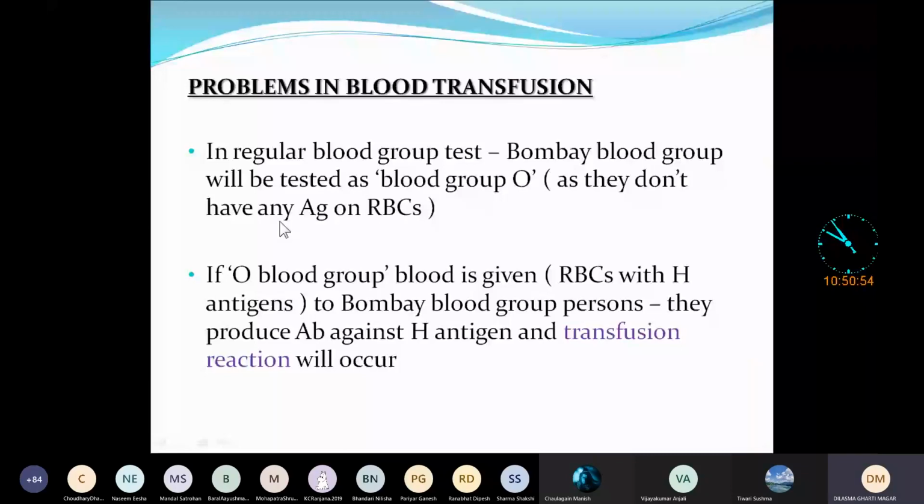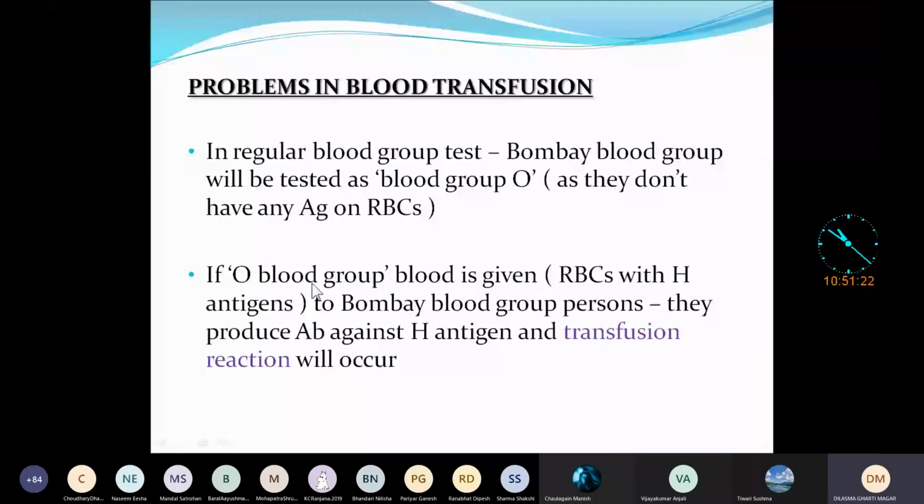Now, if O blood group blood is given, suppose I am blood group O, then definitely I will have the H antigen. So if O blood group blood is given to a Bombay blood group person, the Bombay blood group person will not have the H antigen. But if somebody's blood group is O, then that person will have the H antigen.